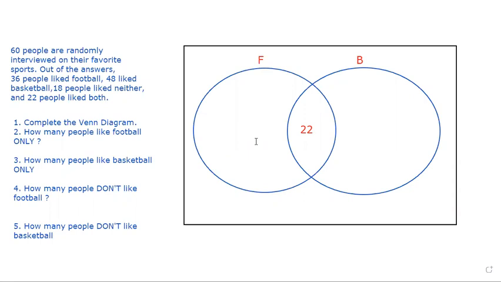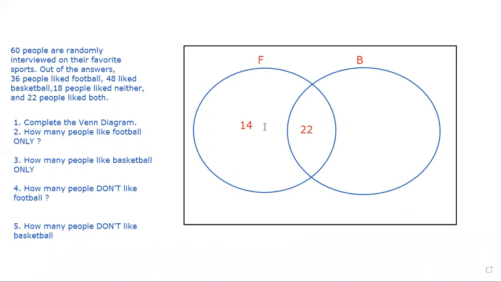Now, we have 22 people who like both, but then we know that 36 people in all like football. So if 22 people like both and 36 people like it in all, 36 minus 22 would give us 14. And we could look, 14 people and 22 people, that's how we get that 36.